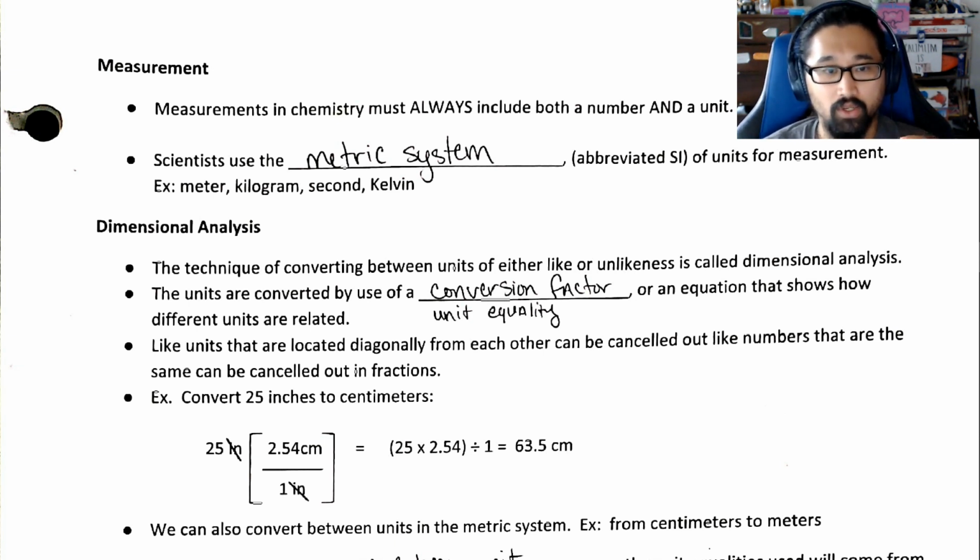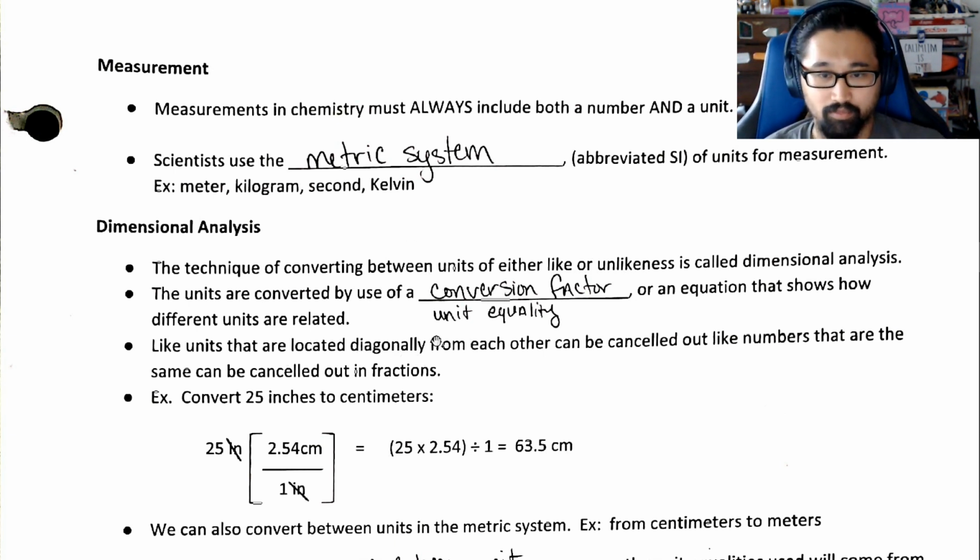So we use what we call a conversion factor, or maybe a unit equality. They mean the same thing. I may throw one or the other out, but that's how we convert things. So what I just mentioned, 1 foot equals 12 inches, 1 yard equals 3 feet. Those are conversion factors. Those are unit equalities.